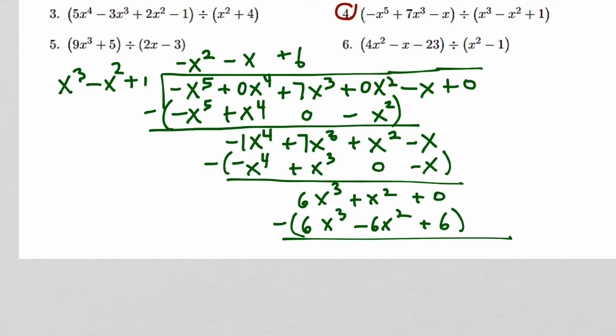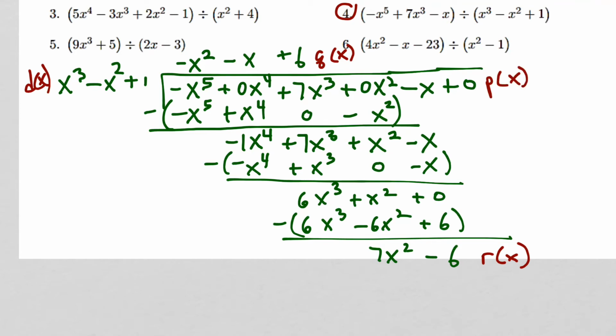So in the first column we have 0 as expected. 1x squared plus 6x squared is 7x squared. And 0 minus 6 is negative 6. Check the degrees to see if we're lower. So here x squared, here x cubed, we're lower, so we're done. So this is r of x down here. This is d of x. This is q of x. And this is p of x.